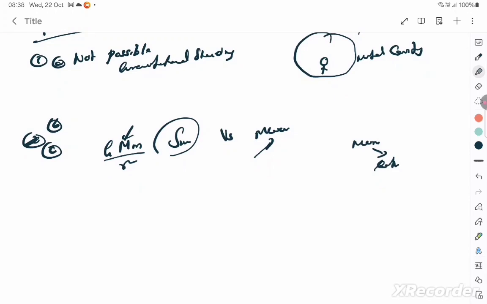So that explains that the moon's effect on tides is greater than the sun's effect; the tidal effect is greater due to the moon than the sun. So let's go to the next question, the second question in the book.